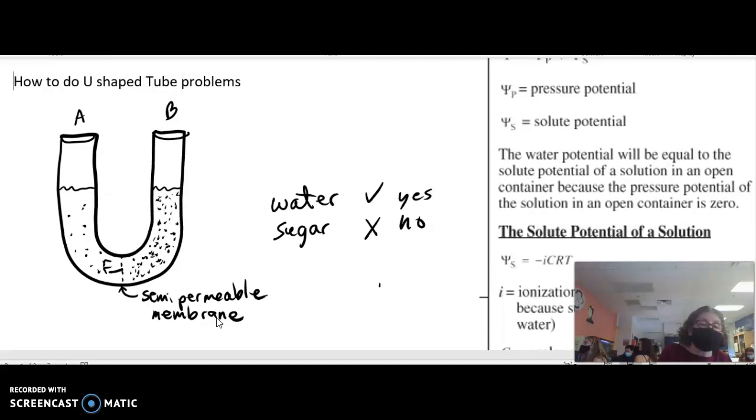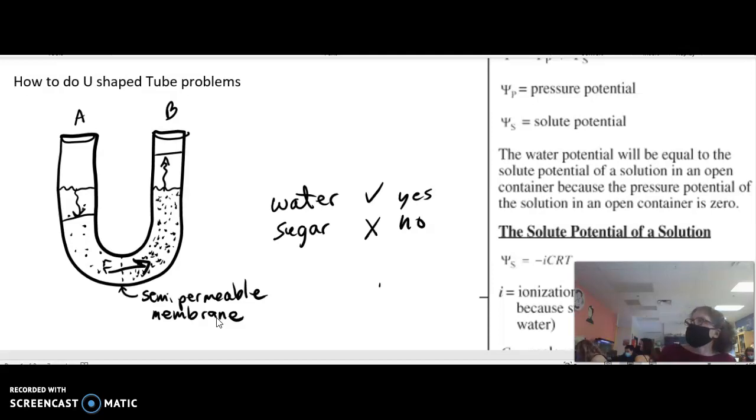So the water will move towards the solution that's more concentrated in order to dilute it, right? Since the sugar can't move in the other direction to help, that will push the water in side B up, and on side A, water will go down until both solutions have the same concentration. So that's what would happen in that situation. The water would go towards side B. Side B water level would go up. And it's all about reaching equilibrium.